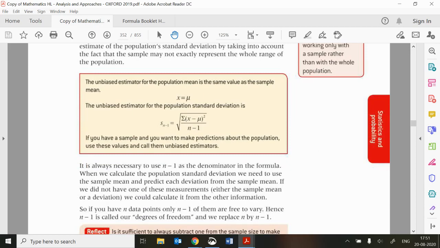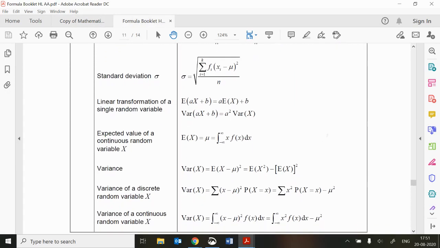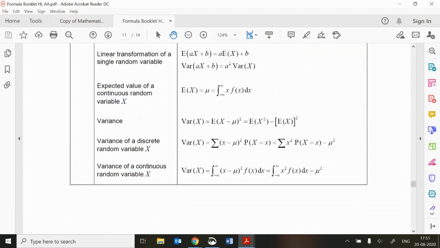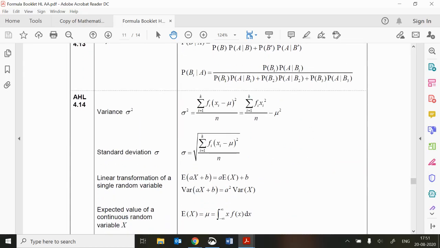So there we go, there's your formula. And let's just have a look at the formula book. Let's see if they give that correction. Well, it seems to me that they're not giving that. So you're going to have to remember that correction.